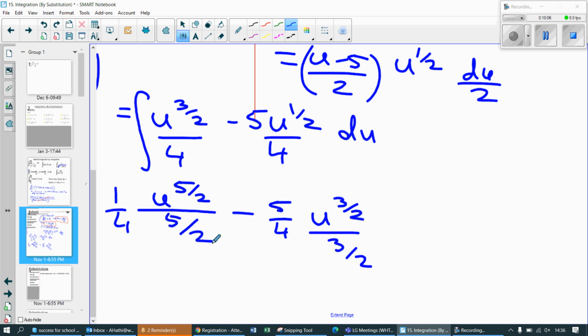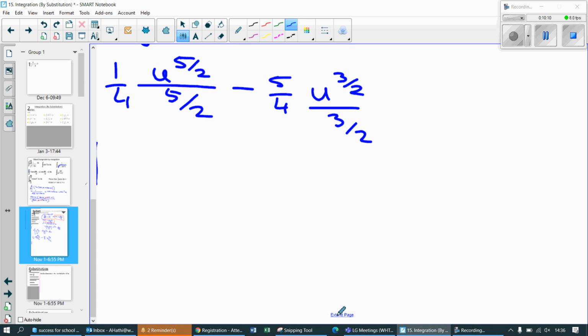Now all I need to do is to simplify that. So, okay, that is now equal to, well, that's 1 over 10, if you do the maths, u to the 5 over 2. And this one is going to be 10 over 12, so 5 over 6.